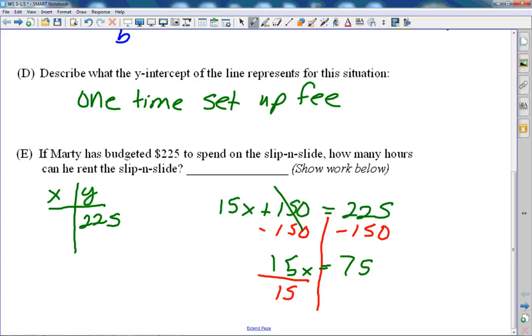Divided by 15. X equals, what is that? That's 5. So it would be 5 hours.